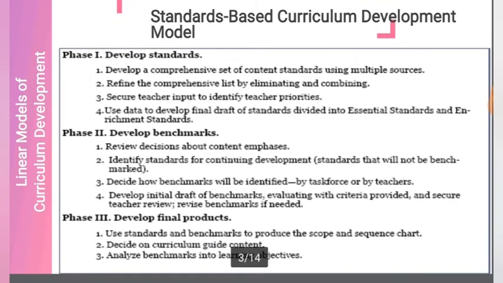Next is the standards-based curriculum development model. This model was developed by Alan Glatthorn, and Glatthorn identified 3 phases to be followed in developing standards-based curriculum, which are develop standards, develop benchmarks, and develop products.